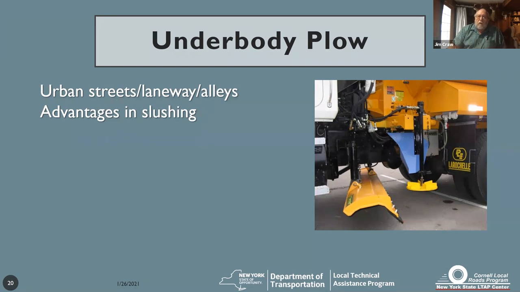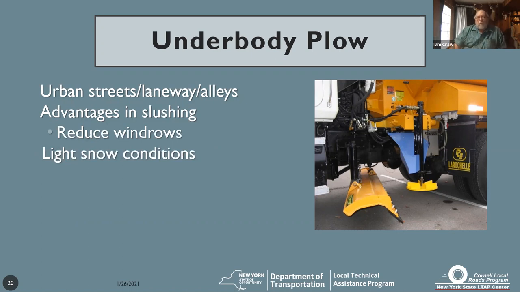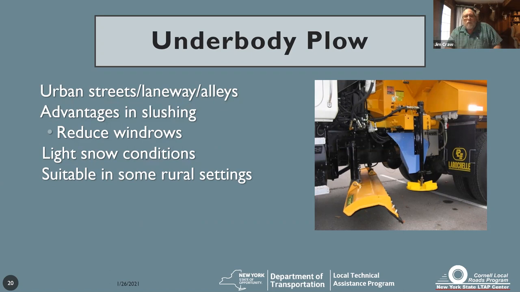It's good for slush. It picks that slush up, gets rid of the loose stuff that's on the road, and gets it to the shoulder, off the driving lane. It does work quite well. It reduces windrows, the snow that comes around the plow, between the plow and the wing, or even just a single plow. It's good in light snow conditions, as you can see, you could use that straight without having much else on the ground, but it's not for heavy snow. They just don't work well there. In some rural settings, you may want to use it on a dirt road or something like that where you want to get a little bit more off. Whatever the application, whatever works for you, that's the one to use.